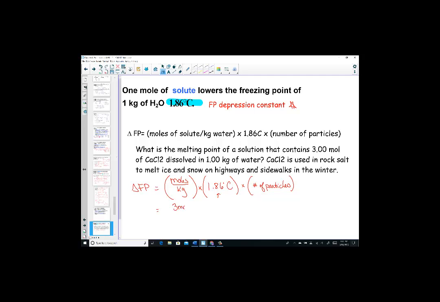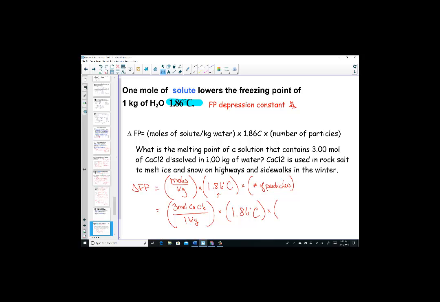So there's our moles, 3 moles of CaCl2, that's rock salt. And we're going to put that into a kilogram of water. We know that our boiling or freezing point constant, 1.86 degrees Celsius. This calcium chloride is used as rock salt to melt ice and snow on the highways and sidewalks in the winter. For every 3 moles of rock salt we put into a kilogram of water, what will the new freezing point, melting point, what will it be?